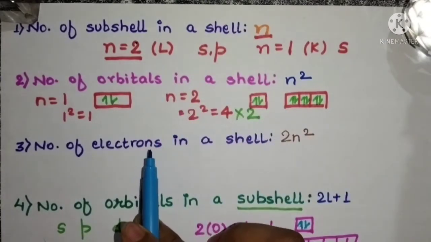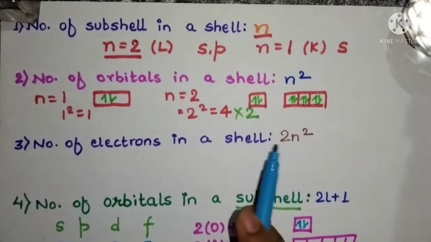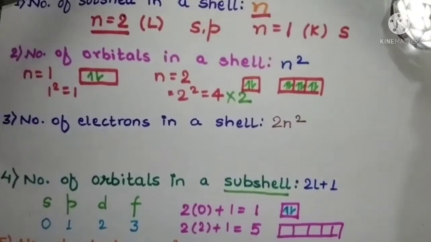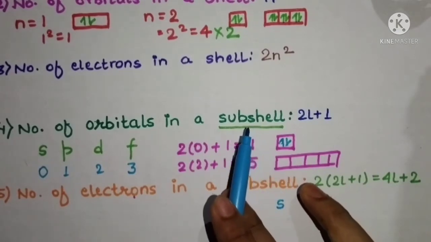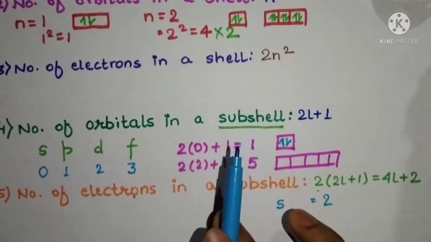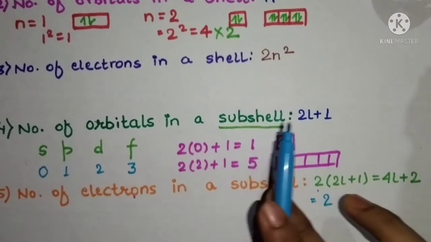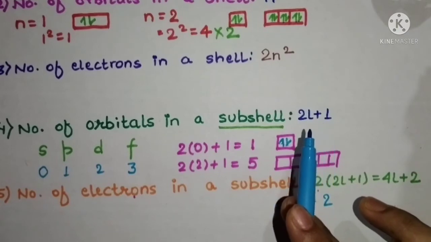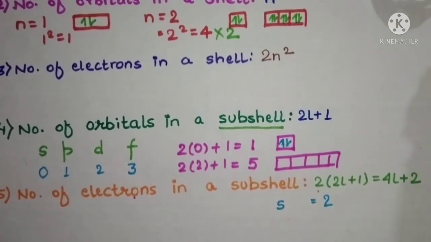And electrons, to find the electrons, simply multiply the number of orbitals into 2, whether in this case or in the last case, that is, the number of electrons in a subshell. And if you are given a subshell and you want to find the number of orbitals, then you know the L value of the subshell, so the formula will also consist of the L value. So this is the trick to learn these formulas of atomic structure.